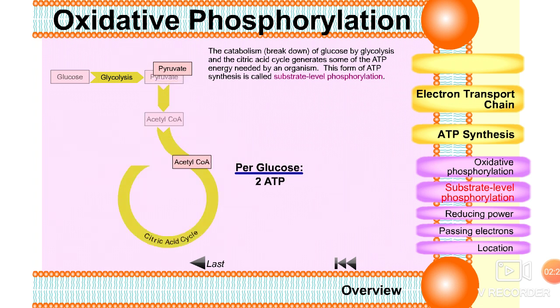And after glycolysis, the pyruvate produced is converted into acetyl CoA through an oxidative mechanism. After that, acetyl CoA enters the TCA cycle. Through the TCA cycle also, one molecule of ATP is made without entering the electron transport chain and without using oxygen.